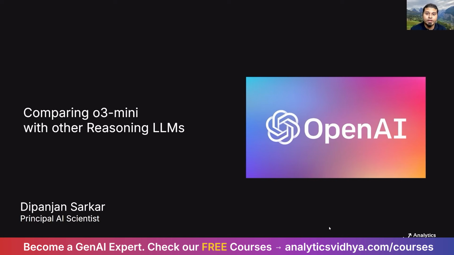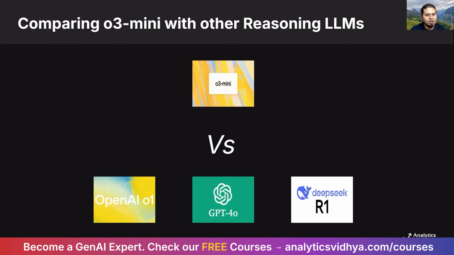Welcome back. In this video, we will be comparing o3-mini with other reasoning large language models and try to see how does o3-mini fare against the other models on the same problem. So I call this the battle of the reasoning LLMs, and the models we'll be trying out are obviously o3-mini, and we will compare it against OpenAI's o1, GPT-4o, which is not really a reasoning model per se, but we want to see, okay, how does a non-reasoning model, which is powerful, also work. And of course, the DeepSeek R1 reasoning model, which is one of the recent models, which is doing pretty well.